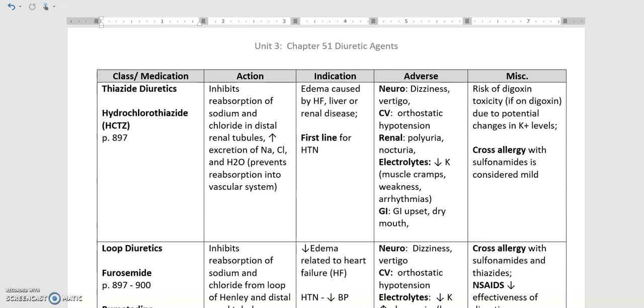The indications for diuretic use include edema associated with heart failure, acute pulmonary edema, liver disease, renal disease, hypertension, and conditions that cause hyperkalemia.